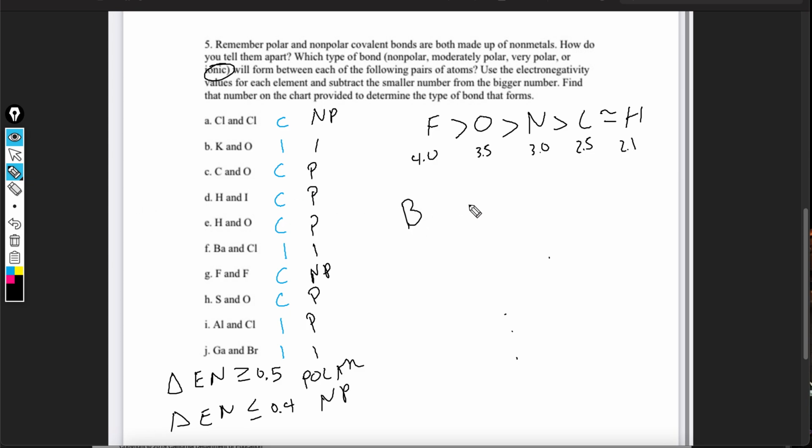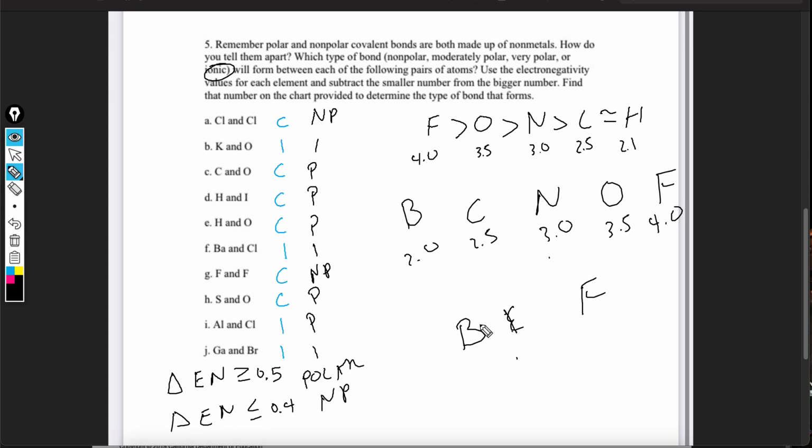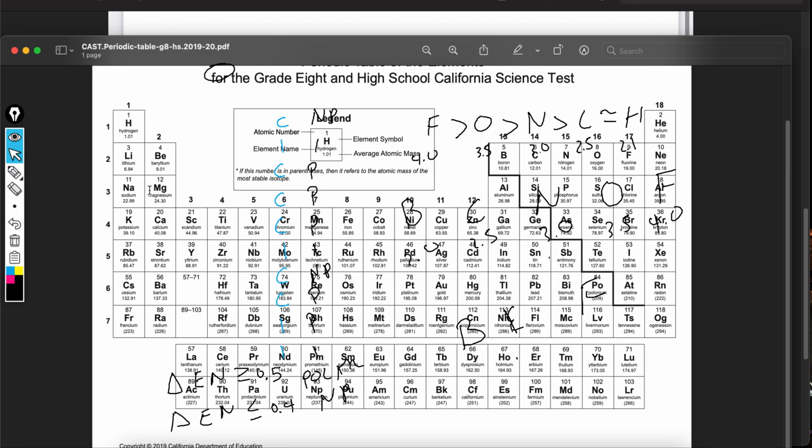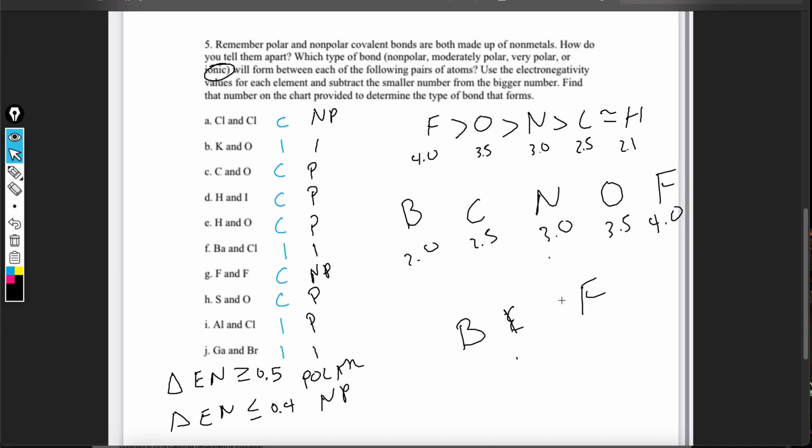These are some other ones that are good to remember. Carbon, nitrogen, which we stated up there, 2.5, 3.0, 3.5, and 4.0. So let's say we had, I don't know, B and F. First things first, let's identify, is this covalent or ionic? Where's B located? Boron is located in the metal area. F is located in non-metal, so this one automatically is ionic.